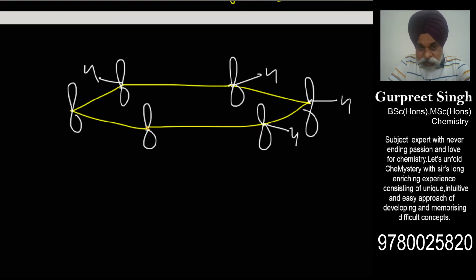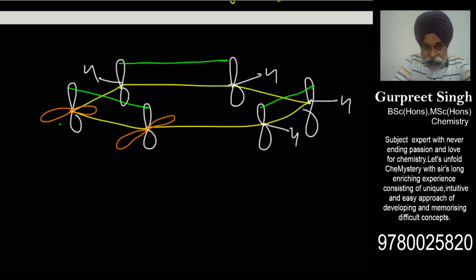So if in case I were to make this carbon sp hybridized, then these two would be the perpendicular orbitals. These two would be the perpendicular orbitals. And already we are making a pi bond here. There is a pi bond here. There is a pi bond here. And there is a pi bond here. And these can undergo sideways overlap.